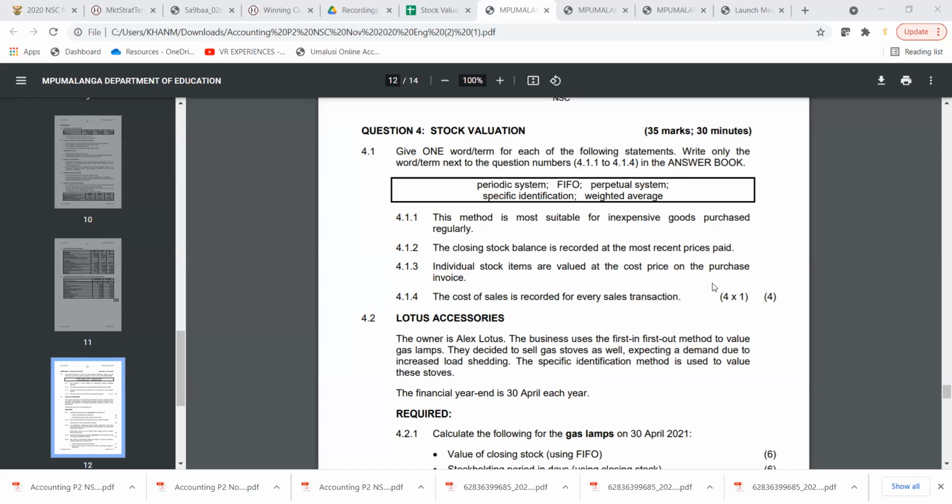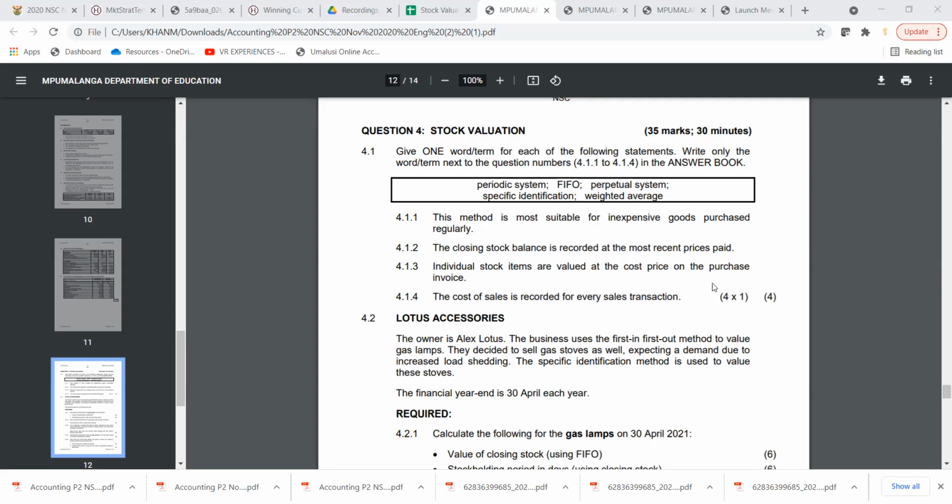So in this video, or this series of videos, we are working through the November 2020 grade 12 accounting exam papers. In this video, we'll be working through paper 2 of November 2020, question 4, stock valuation. I'll be answering it, and while we answer, we will explain the concepts behind it and how to think through these types of questions so that you can handle any stock valuation question of this nature that comes your way. Okay, so let's jump straight into it.